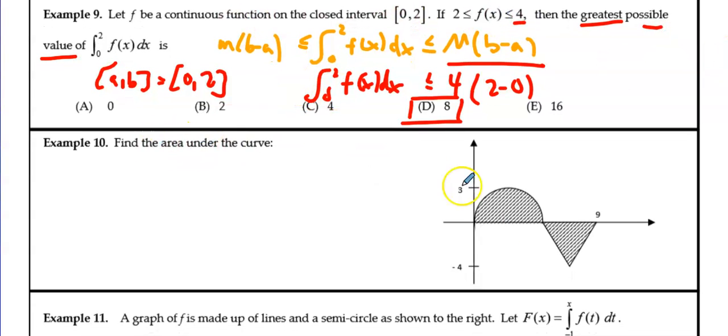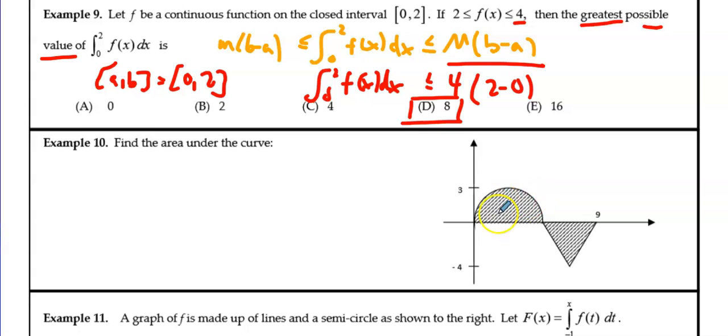Example number 10 says find the area under the curve. So we did this question again from the previous lesson, previous video, example number 8. So let's look at this. Now this one we're not given very much. We're given a semicircle and we're going to give a triangle. And the directions you usually would say, given a semicircle and triangle, find the area under the curve.